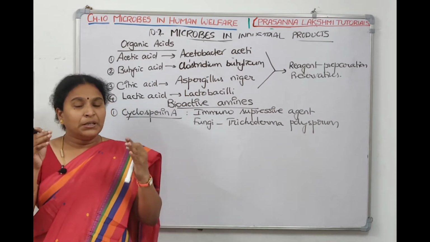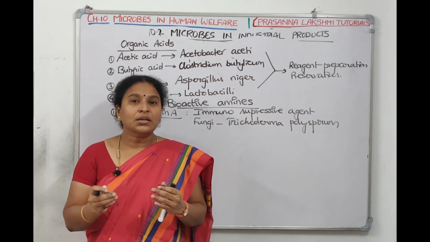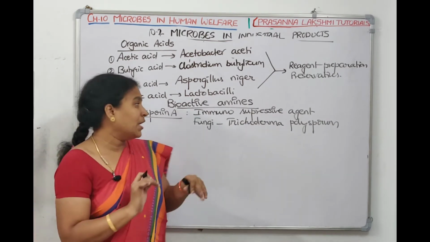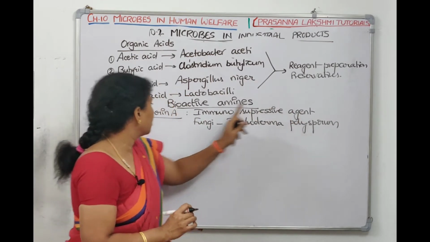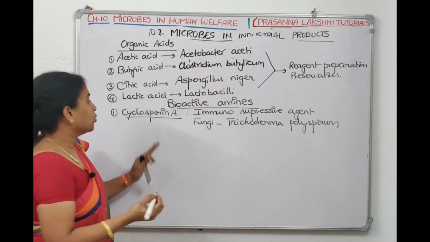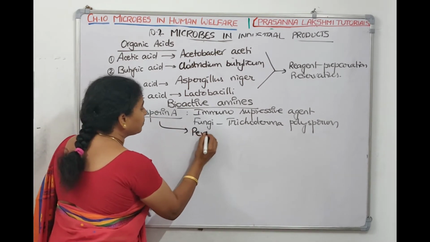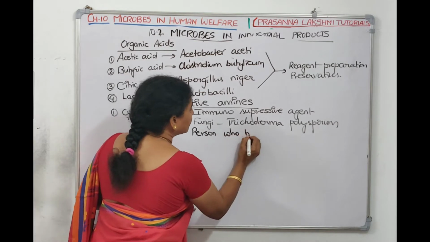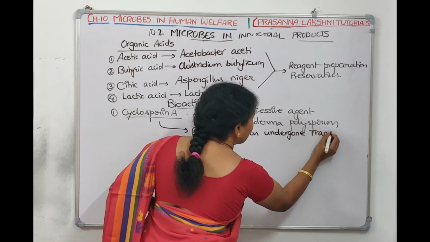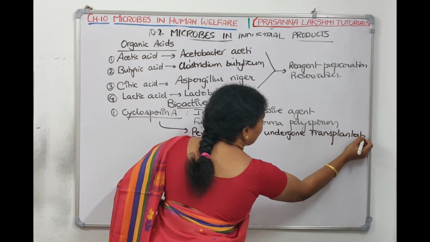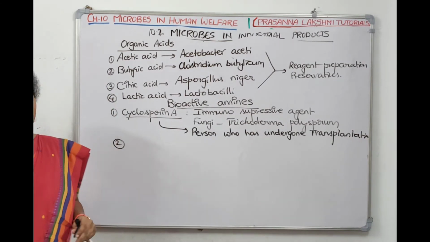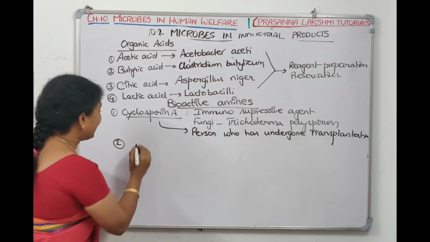So that is why for the person who has undergone transplantation, the doctor will give immunosuppressive agents so that the organ is safe in his body. Now an example for the immunosuppressive agent is cyclosporin A, extracted from a fungus called Trichoderma polysporum. So for whom do we give it? For a person who has undergone transplantation of organs.